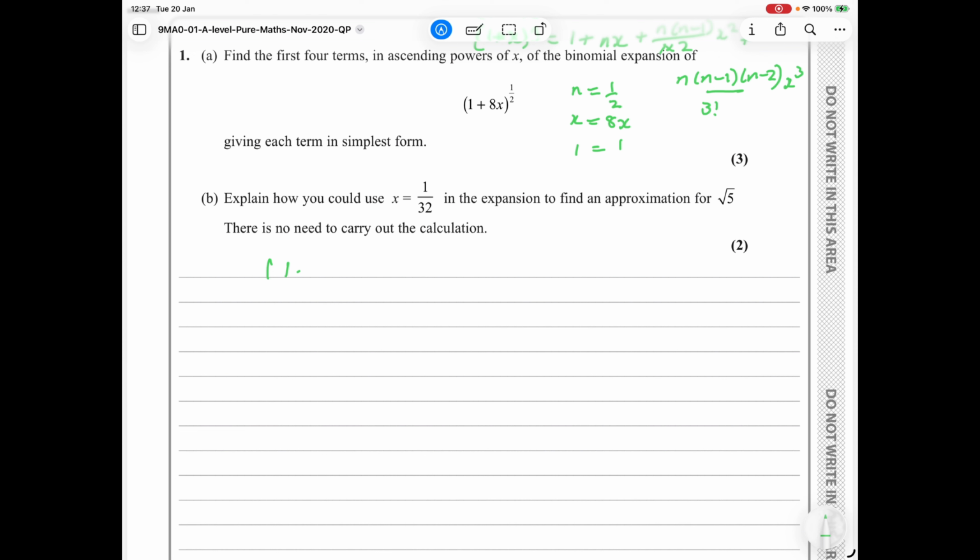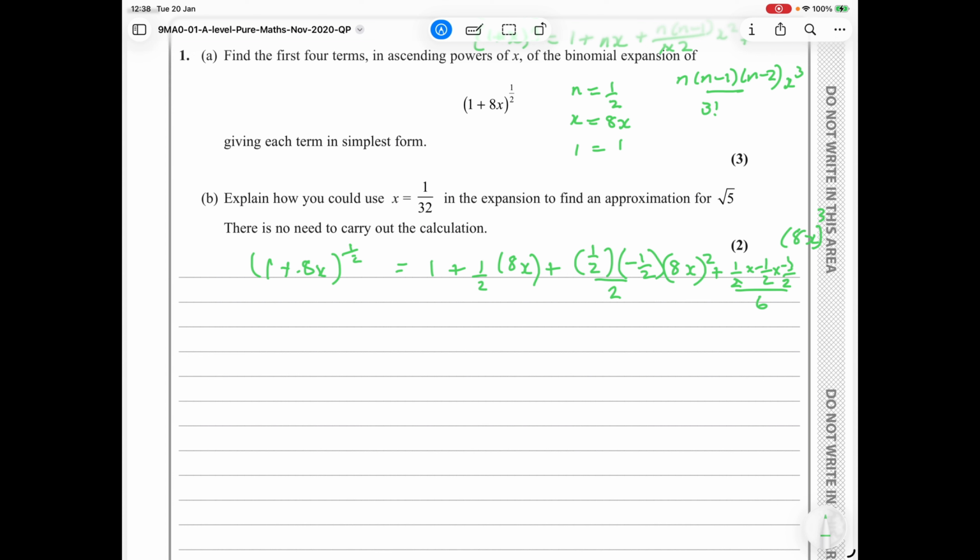1 plus 8x to the half. So that would equal 1 plus half times 8x, plus half times the minus half, because that's n minus 1, over 2 times 8x squared, plus, I think fitting this in might be a bit tricky, half times minus half times minus 3 over 2 times 8x cubed over 6, because it would be 3 factorial.